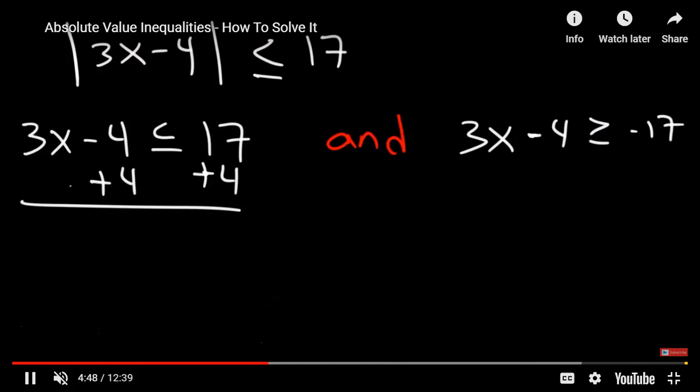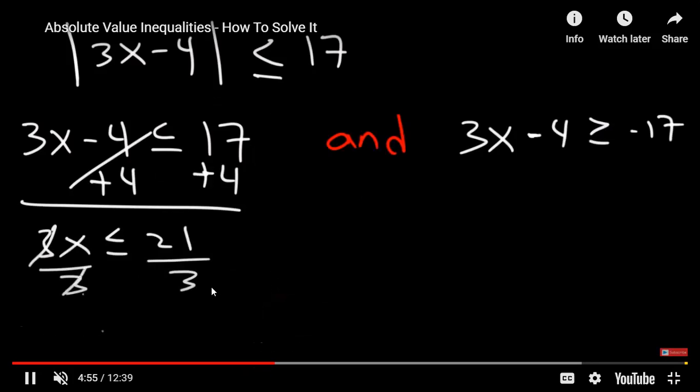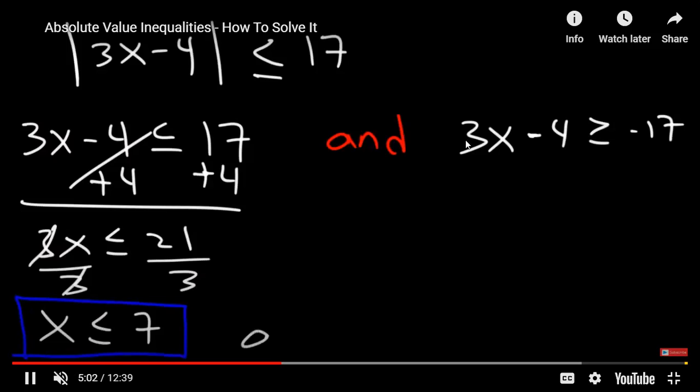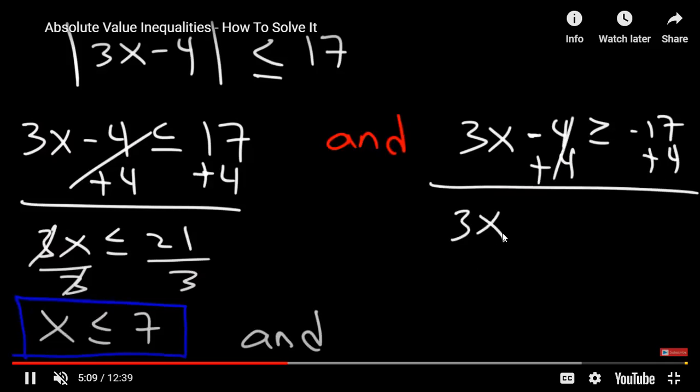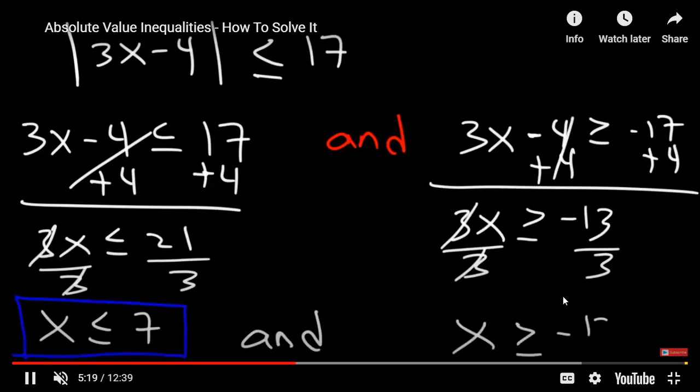We will start to solve the inequality. Then I have 3x less than or equal to 21, divided by 3 on both sides, then x is less than or equal to 7. Second, we will answer the second inequality. Add the additive inverse and simplify, then 3x is more than or equal to negative 13, divided by 3, then x is more than or equal to negative 13 over 3.